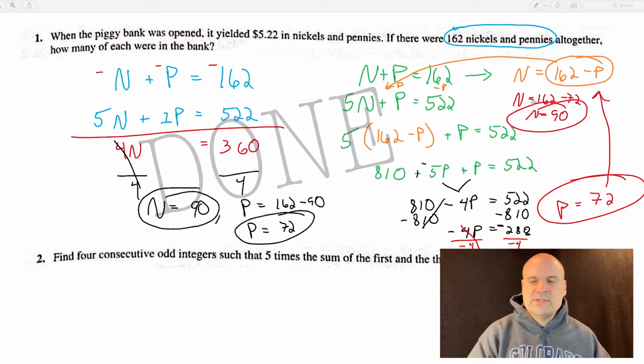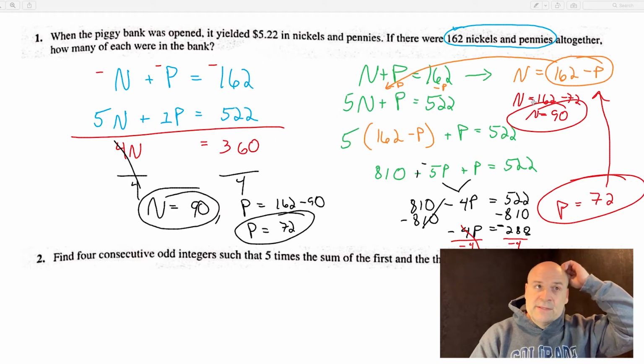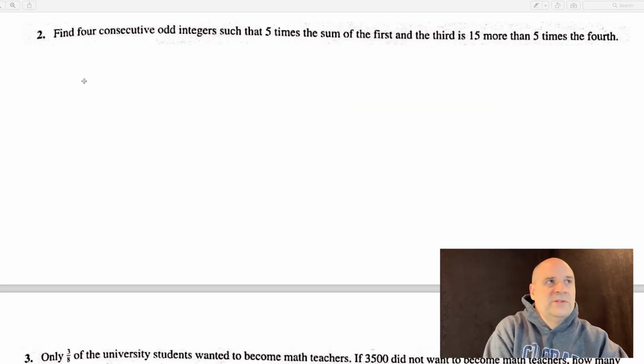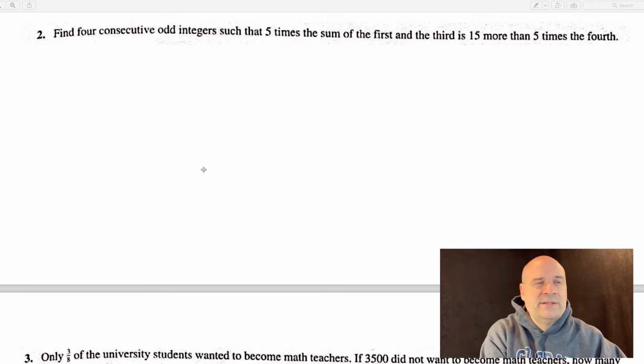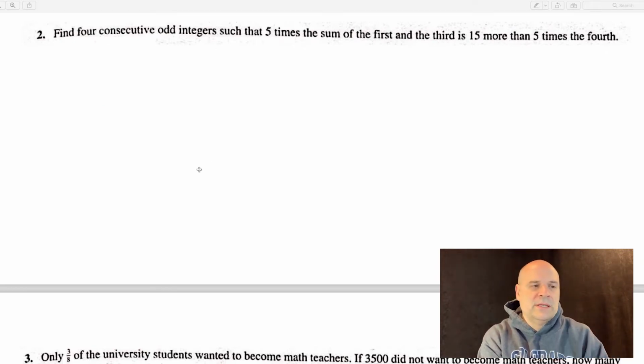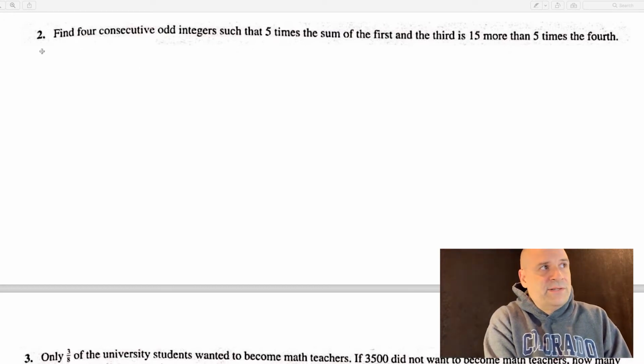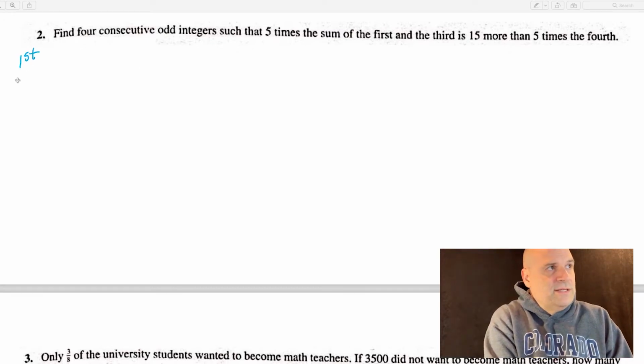So 2 different options to do that. All right, so let's do number 2. Find 4 consecutive odd integers. A lot of you struggled with this on the last test. So 4 consecutive odd integers. We're going to have a first one, a second one, a third one, and a fourth one. The first one we're going to have be n.